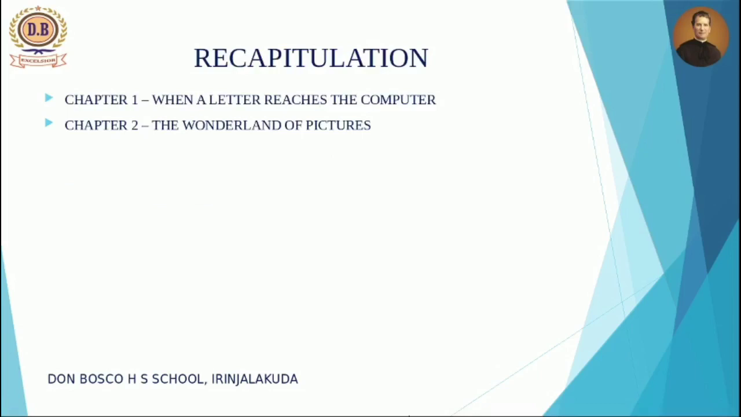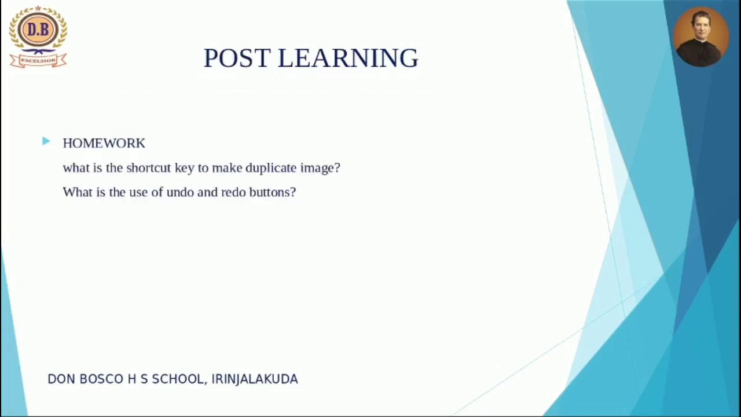So today we have revised chapter 1 when a letter reaches the computer, in which we have learned about the word processing software LibreOffice Writer, and chapter 2 the wonderland of pictures, in which we have learned about the image editing software GIMP. Here is your homework. What is the shortcut key to make duplicate image in GIMP, and what is the use of undo and redo buttons? So children, I hope all of you were able to recollect all the activities of the first two chapters.